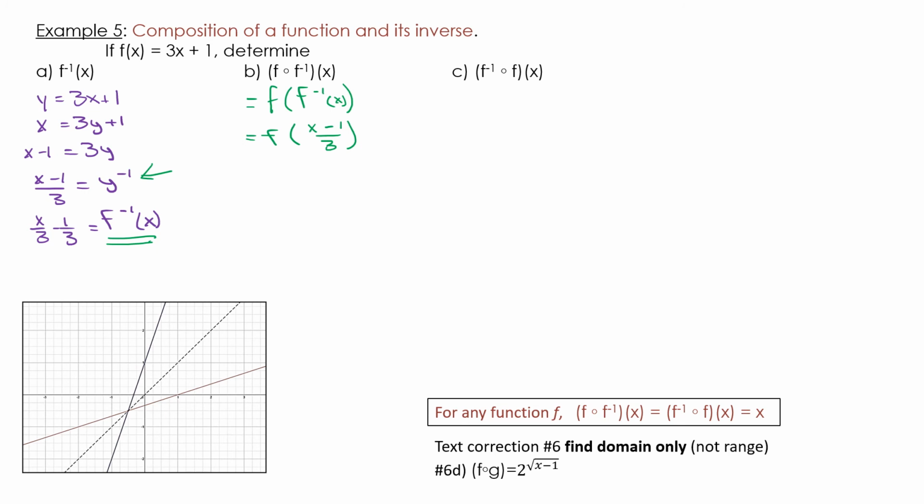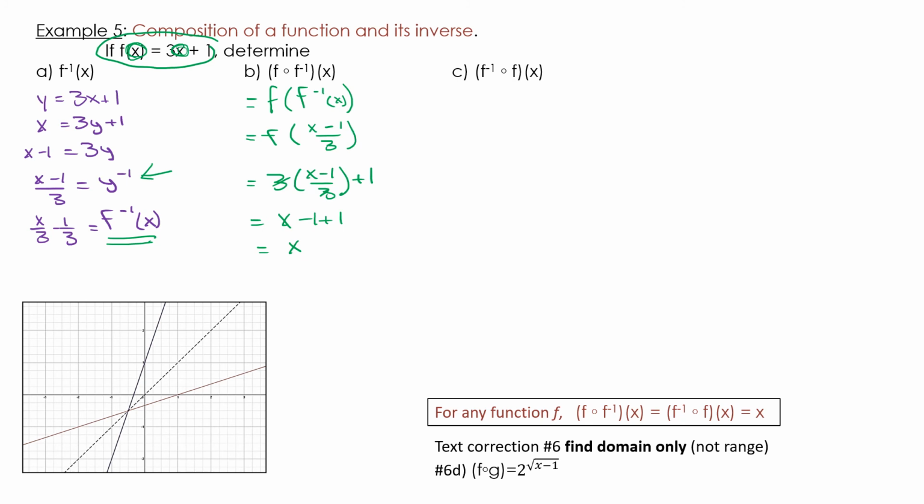Now I have to sub that into f, and here's f. Everywhere that I had an x, I have to replace with this stuff that's in the bracket. So 3 times (x minus 1 over 3) plus 1. That is, these cancel out, and I have x minus 1 plus 1. Well, that's nice. I just get x. So that's what the function composed with its inverse is.